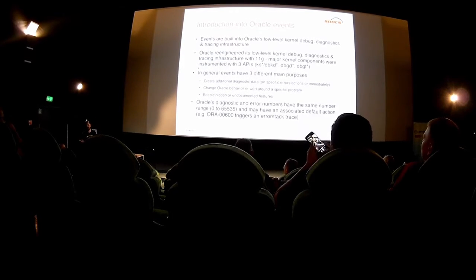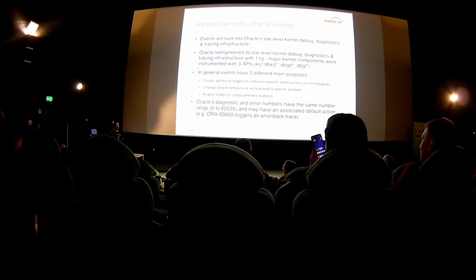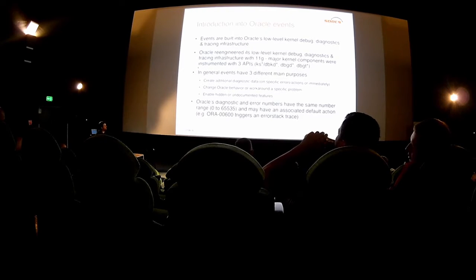In general, events have 3 different main purposes. The first one is to create additional diagnostic data. An example is the well-known SQL trace event 10046. You can also change Oracle behavior or work around a specific problem with these events. For example, disabling or enabling turboscan, because there were some bugs with compression and so on, or enable or disable hidden or undocumented features. So that's basically what it is. And now let's have a look into the different APIs.